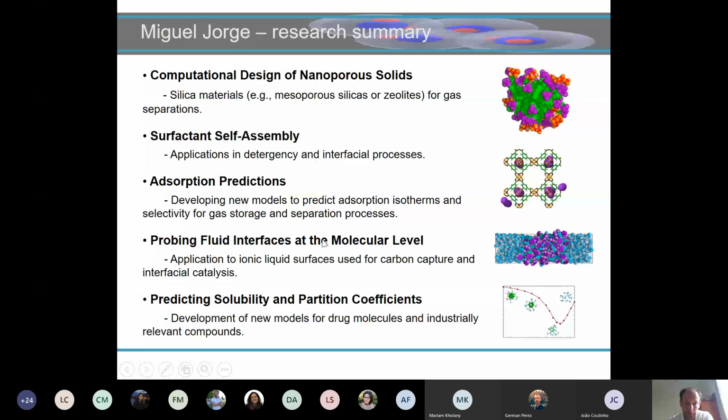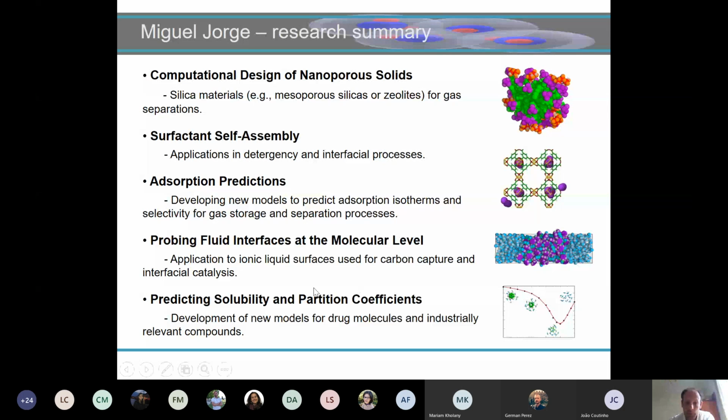We've also done some work on fluid interfaces and probing fluid interfaces at molecular level, which is more challenging than can be imagined at first sight. And finally, there's been some more recent work on predicting solvation-free energy, solubilities and partition coefficients of small but complex, multifunctional drug molecules, etc.